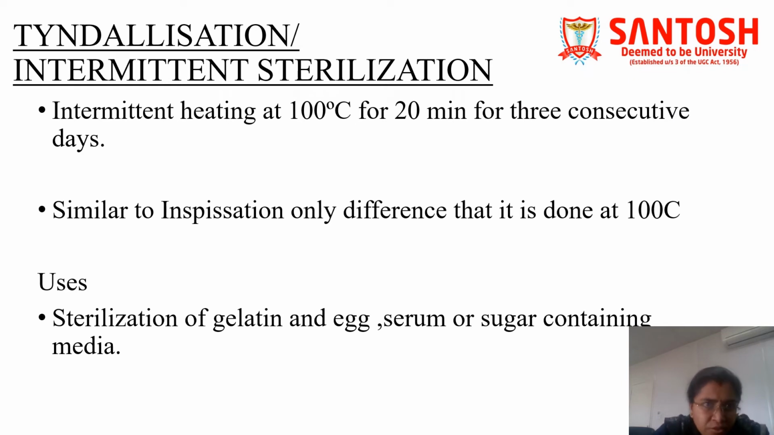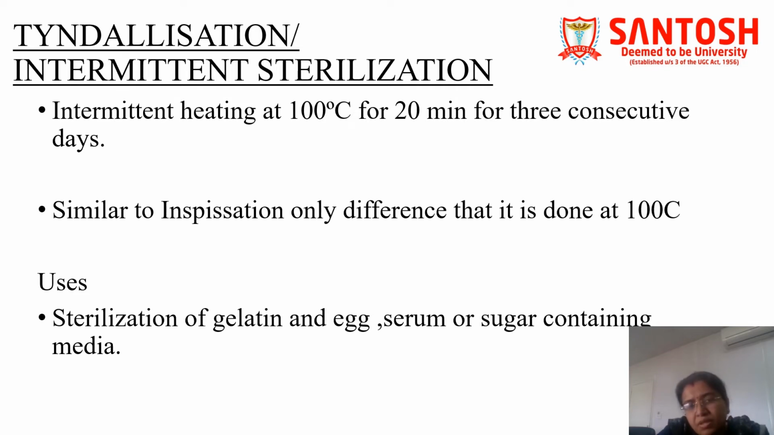Then comes tyndallization. Tyndallization is also a form of intermittent sterilization. What is the difference between tyndallization and inspissation? It is only the temperature. In inspissation, the temperature was 80 to 85 degrees Celsius, but in tyndallization it is done at 100 degrees Celsius for around 20 minutes, again for 3 consecutive days. The days should be consecutive, not today and then a week later. It has to be done on 3 consecutive days. It is similar to inspissation, the only difference being that it is done at 100 degrees Celsius.